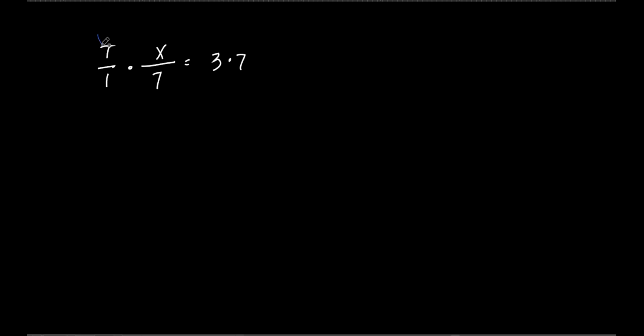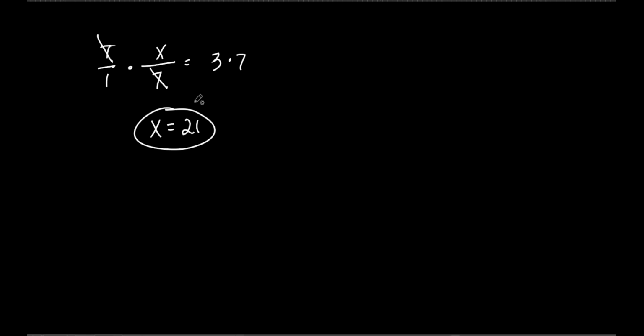So watch what happens. This 7 on top does what? Cancels out with that 7 on the bottom. So really, again, it's 7 divided by 7, which is 1. 1 times x over 1 is just x. And now you can just do that math. 3 times 7, 21, just like we said it was going to be, right?